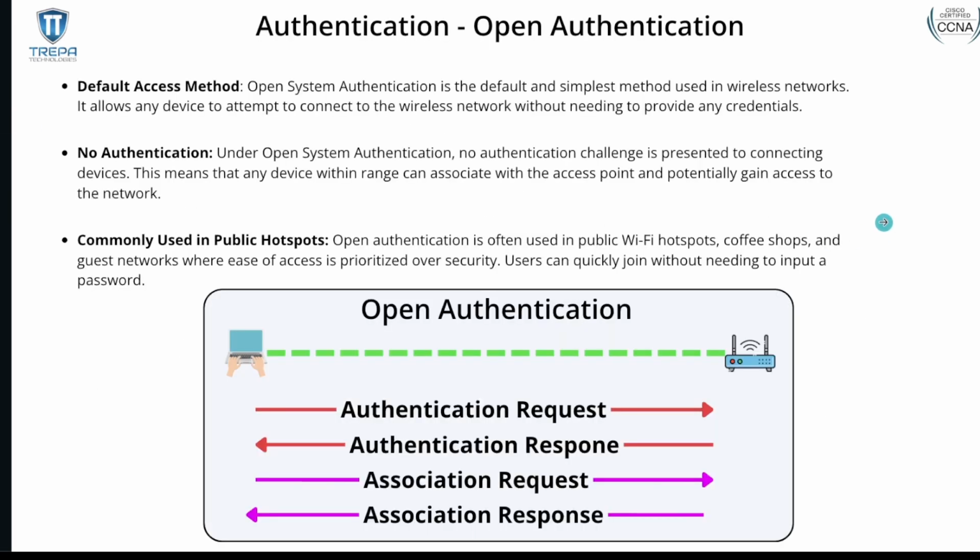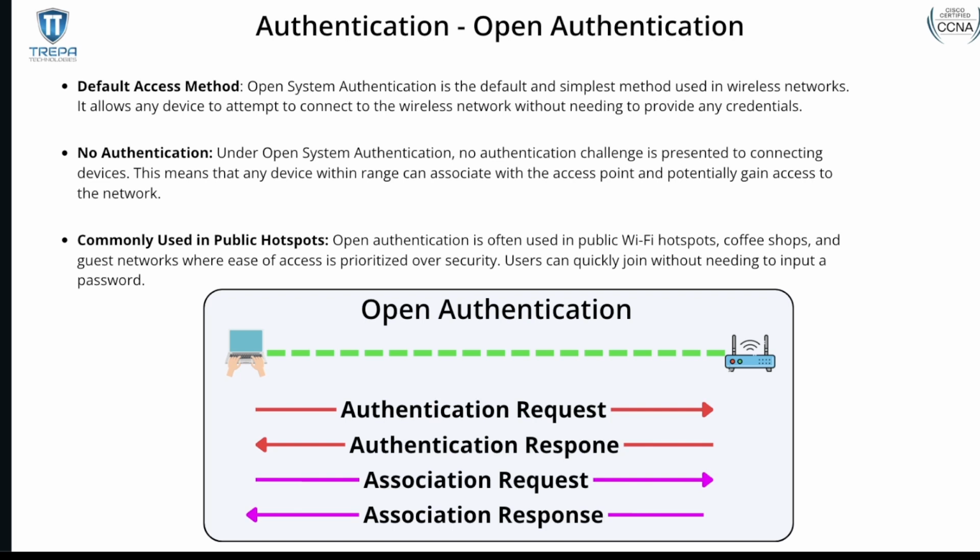So the default authentication, or open authentication. The default access method here is the open system authentication, and it's the simplest method used in wireless networks. It allows any device to attempt to connect to the wireless network without needing to provide any credentials up front. So really under this, there is no authentication, right? All we're doing is just sending a request and then an association and getting responses for that. So there is no security. The only security that open authentication provides is just verifying that the device is Wi-Fi capable, right?